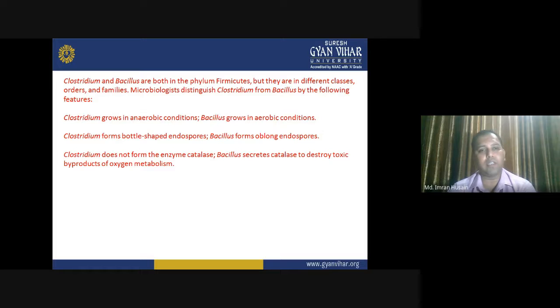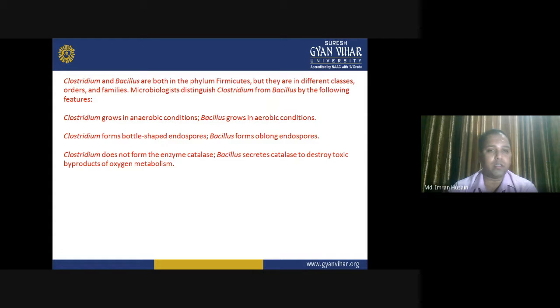So Clostridium grows in anaerobic conditions, which makes it an obligate anaerobic bacteria, and Bacillus grows in aerobic conditions, which makes it an obligate aerobe. So these are two major differences between Clostridium and Bacillus. Clostridium forms bottle-shaped endospores. Bacillus forms oblong endospores.